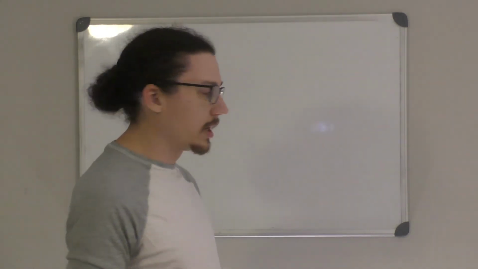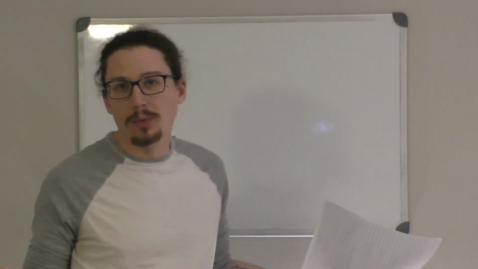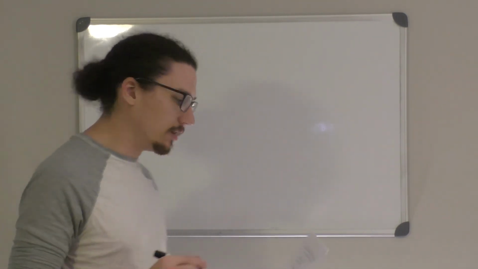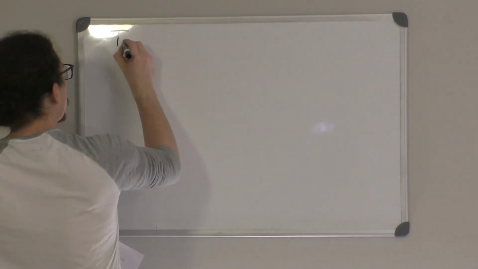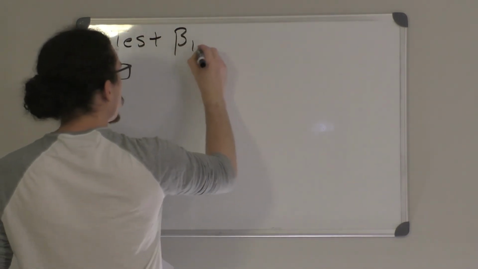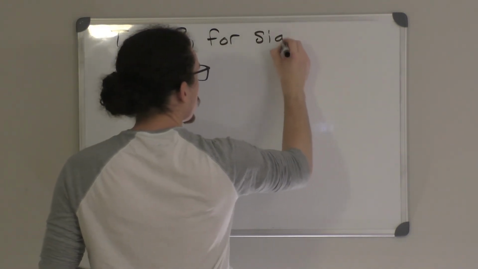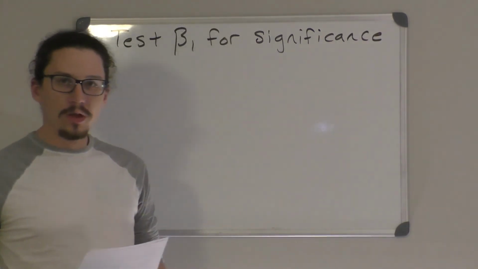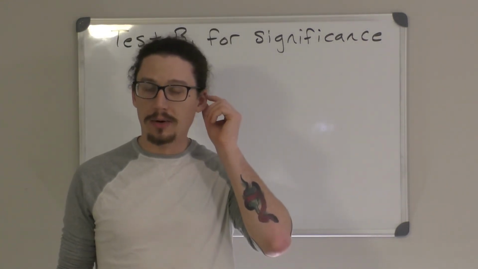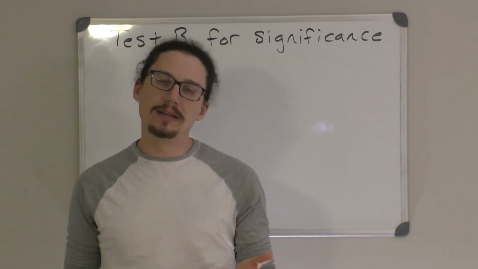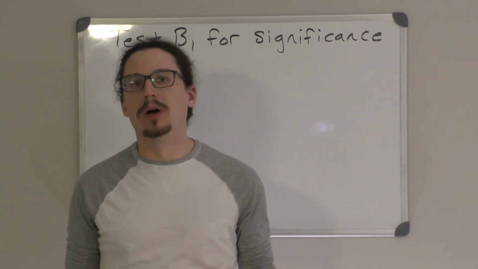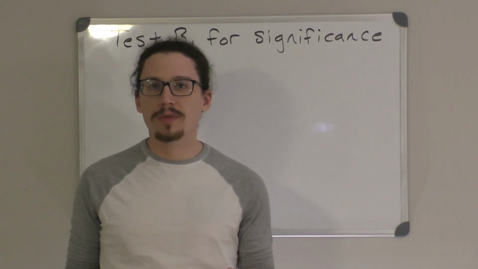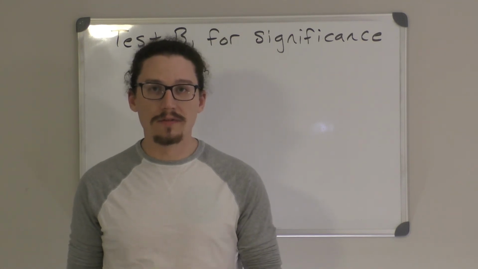All right, so once again, we're going to look at an example. We've got one thing that we've looked at, so we're going to keep using it. We're going to test beta 1 for significance. In the last example, when we were doing our confidence interval, we've already seen that it's not significant. Well, it's not significant at the 95% level, right?